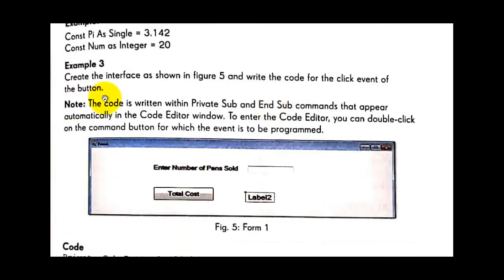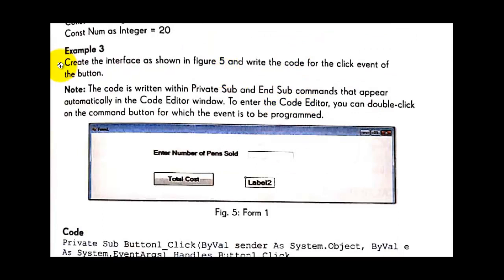Okay. Now let's see here. Create the interface as shown in figure number 5 given here, form number 1, and write a code for the click event of the button. Note, the code is written within Private Sub and End Sub commands that appear automatically in the code editor window. To enter the code in the editor, you can double click on the command button for which the event is to be programmed.